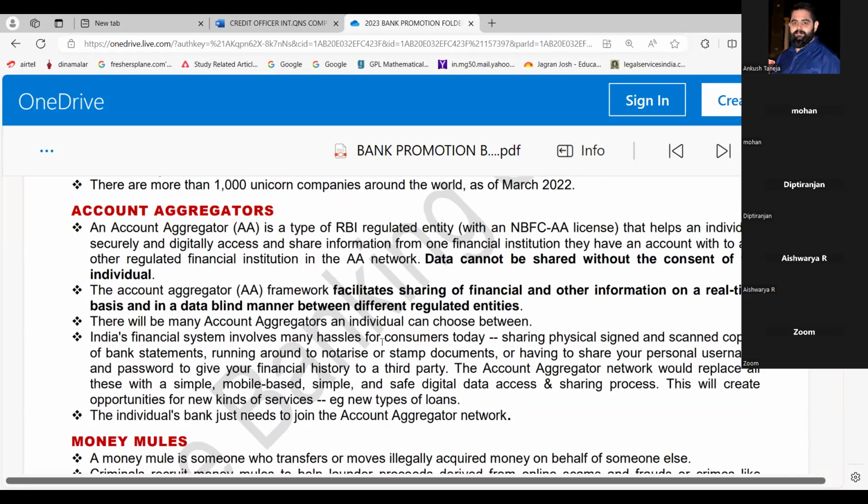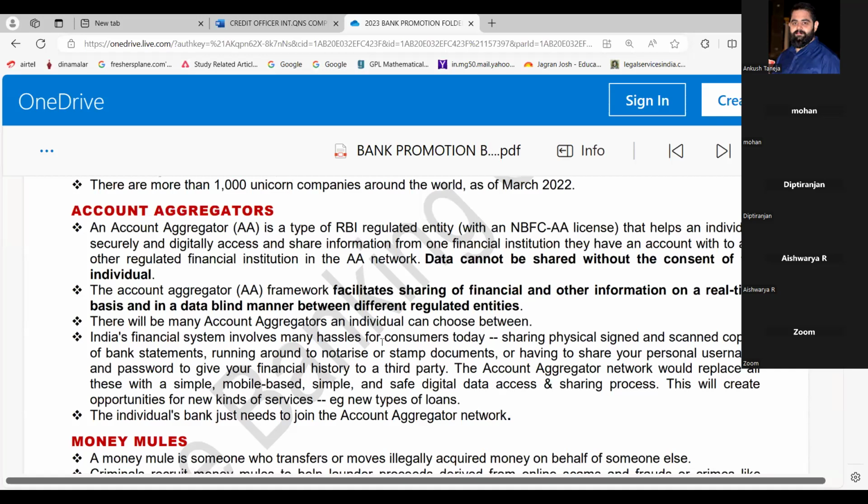An account aggregator is a type of RBI regulated entity with an NBFC AA license that helps an individual securely and digitally access and share information from one financial institution they have an account with to any other regulated financial institution in AA network. Data cannot be shared without the consent of the individual. The account aggregator framework facilitates sharing of financial and other information on a real time basis and in a data blind manner between different regulated entities. There will be many account aggregators an individual can choose between.